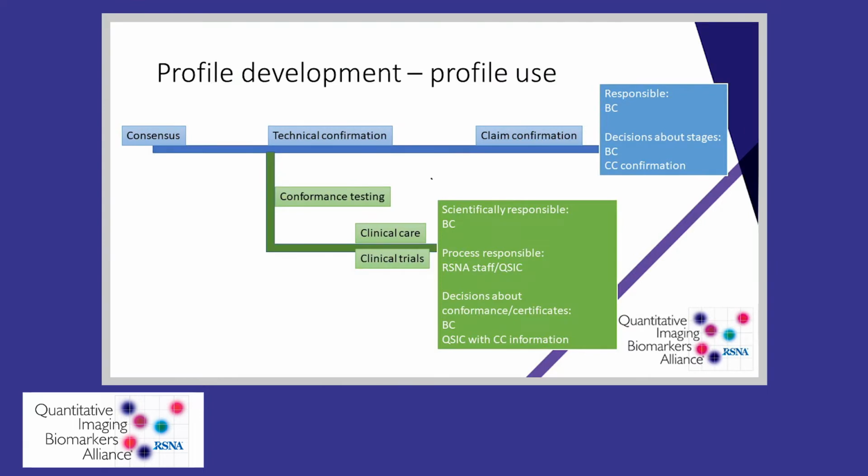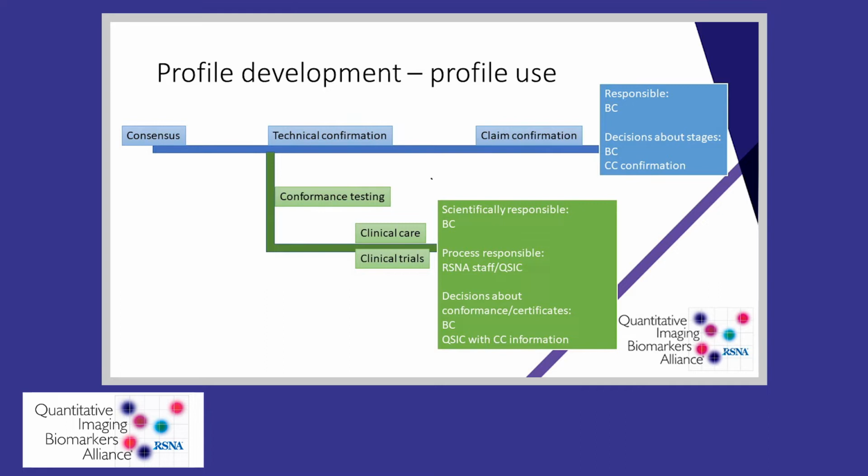So if you have a new idea about an imaging biomarker, sit together with colleagues and think about how to drive this forward. Then it is decided by the QIBA steering committee whether this is fitting the needs of QIBA. And then you start working on what we call a profile. In the beginning, it's all based on literature search, your expertise and experience.